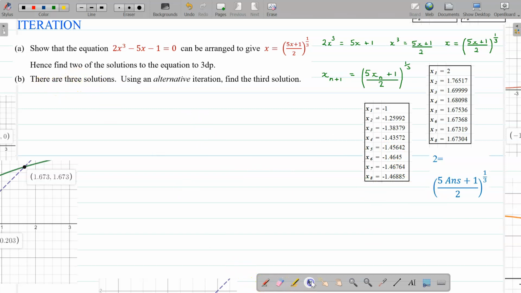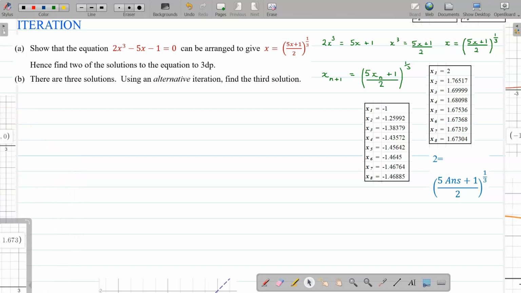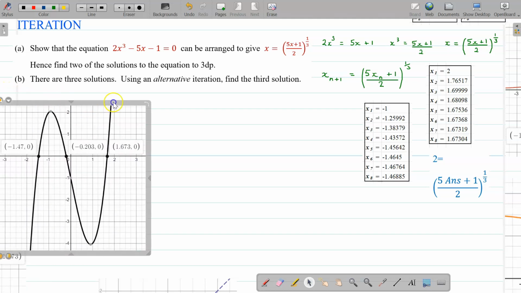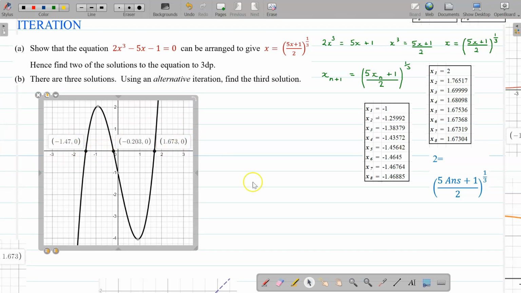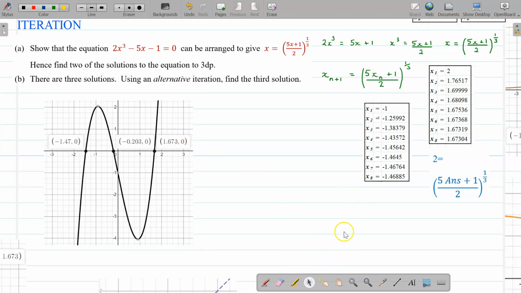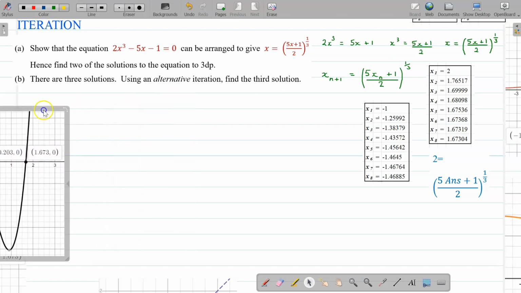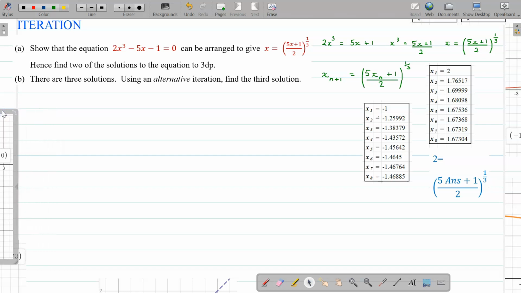Now, we know there is a third solution because we've already seen it. If we go back to our original graph, we know that there are 3 solutions. And we found this one and we found this one. Okay, but we haven't found this one. And if we try to put any number into this iteration here, it will either default to this one here or this one here. It will not go to this one. And sometimes there's no way of really knowing whether it will or not. But what we've been asked to do is to try another solution, another iteration.